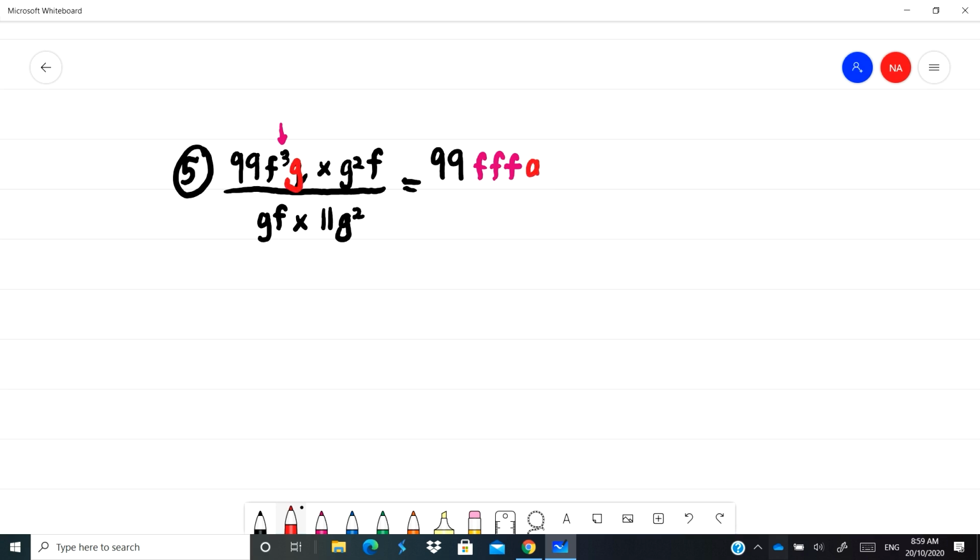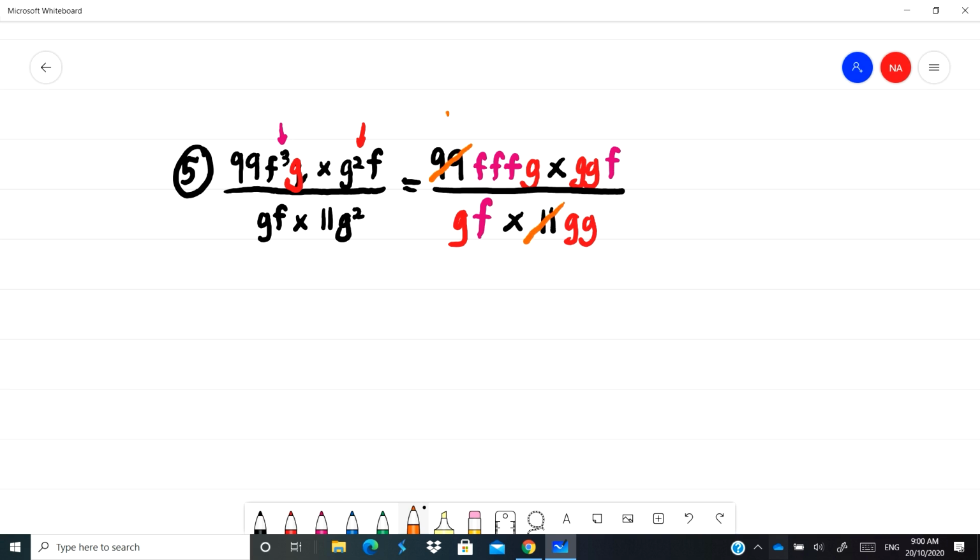Alright. So G. And then we have multiply. G kuasa 2. So G kuasa 2, G 2 kali. And then we have F dekat belakang, F. Alright, so everything is divided by GF, so we'll have GF, dekat bawah ada darab, 11, G square, so we'll have GG.